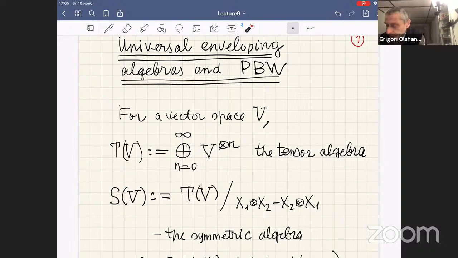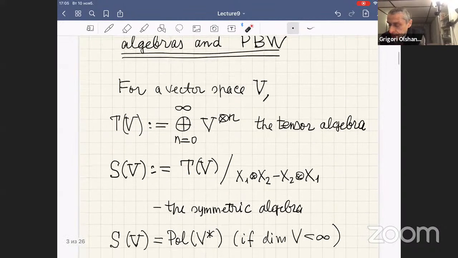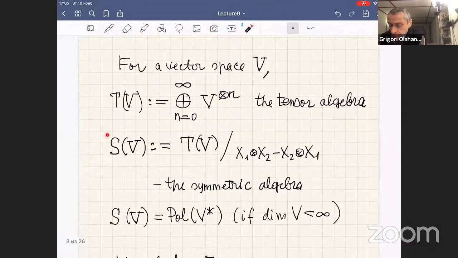Okay, so fix a vector space V. And I recall the notion related to the tensor algebra. So this is my notation for the tensor algebra. This is a graded algebra, which is composed of the tensor powers of different degrees of our space. And associated to it is the symmetric algebra. Of course, this is well known, but I would like to repeat this just to be sure that all is complete.